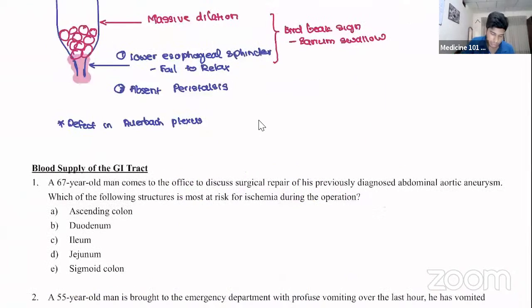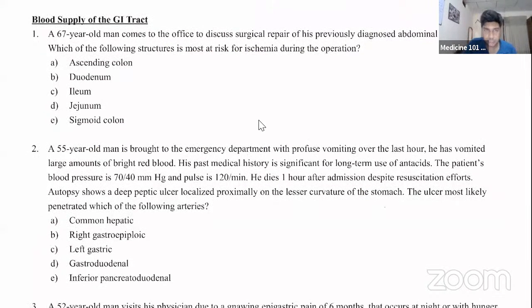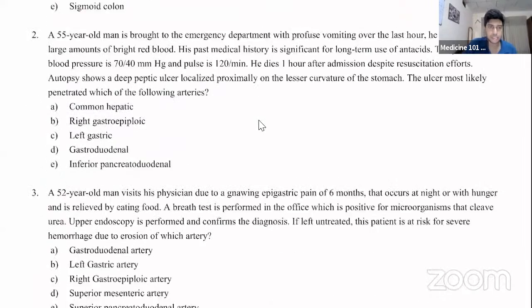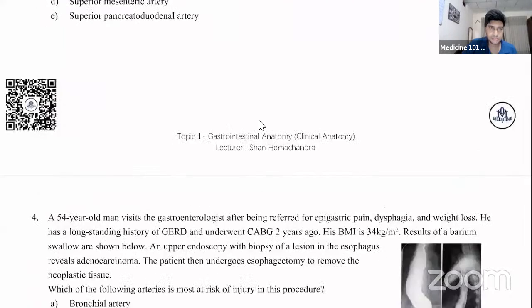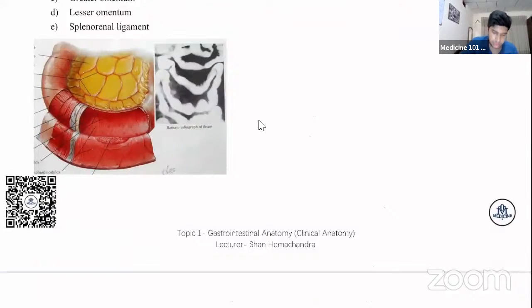Next, let's go to the blood supply of the GI tract. We have some cases. Once I explain the material, we'll come back to these cases. Now let's go to a new page. Let's go all the way back to embryology.